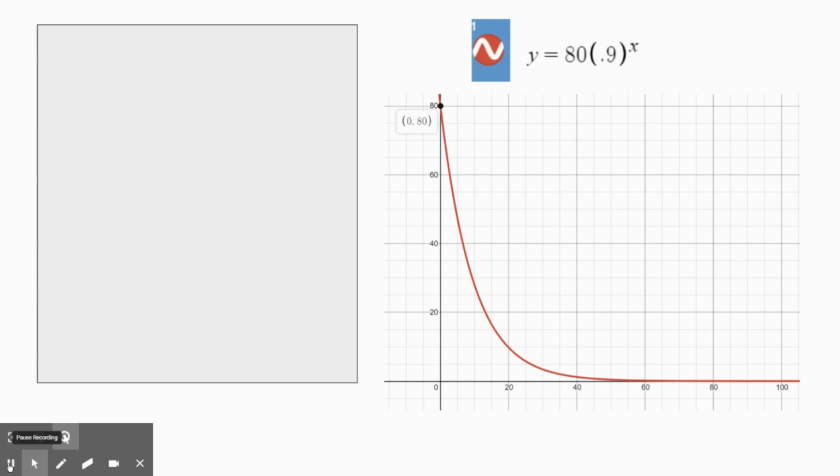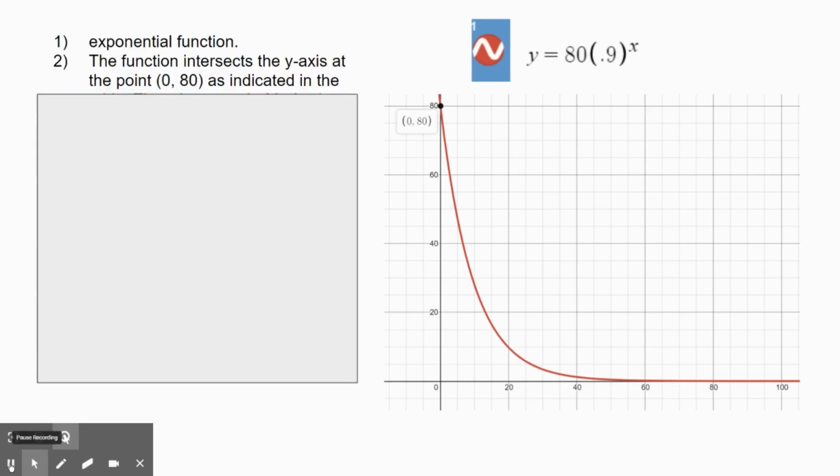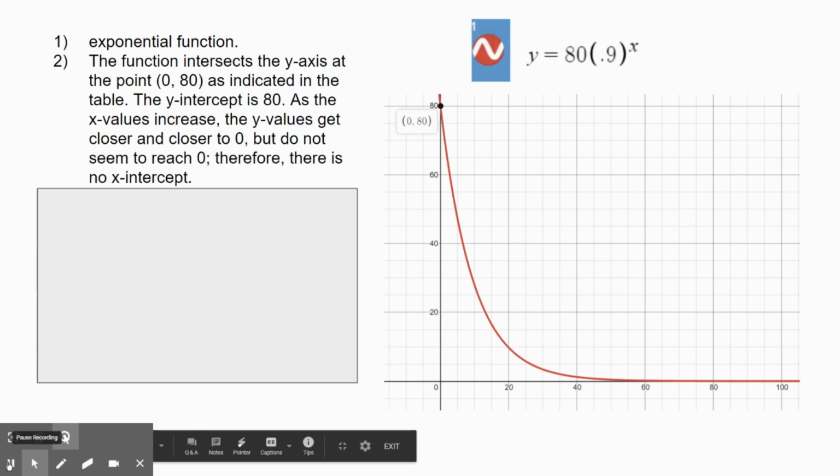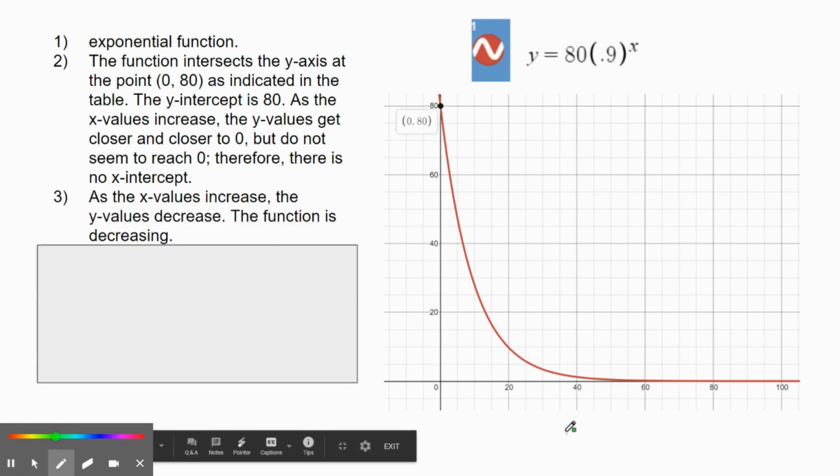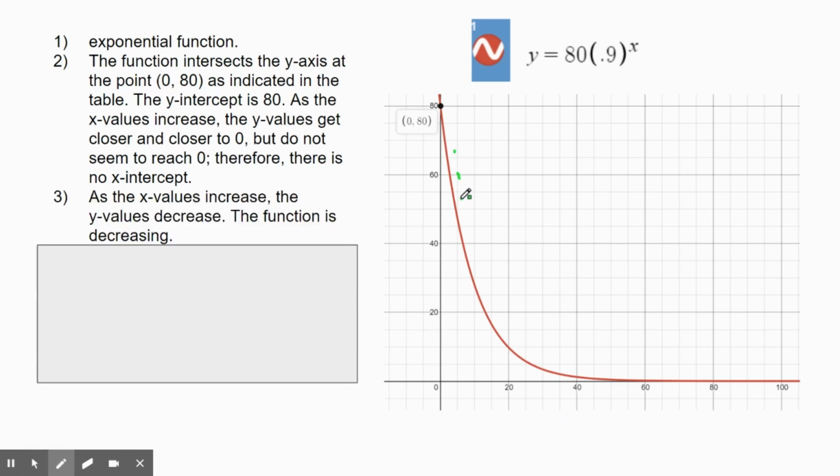When we graph the function, we recognize that this is going to be an exponential function. It is losing 10% of its height for each pendulum swing. So this is an exponential function. The function intersects the y-axis at the point 0, 80 as indicated. There will be no x-intercept because notice as the height gets smaller and smaller, it approaches 0 but never intersects 0. As previously stated, as x is increasing, the y values are getting smaller or decreasing. This is a decreasing function.